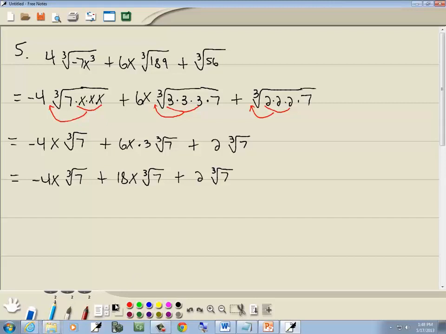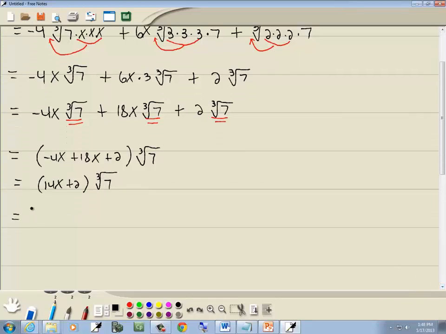Well, if I look at all these, they all have a cube root of 7. They don't all have an x in front of the cube root of 7, but they all have that cube root, which means I can add what's in front of them. So we've got negative 4x plus 18x plus 2, times cube root of 7. Negative 4x plus 18x is 14x, plus 2, cube root of 7. And that's maybe our answer.